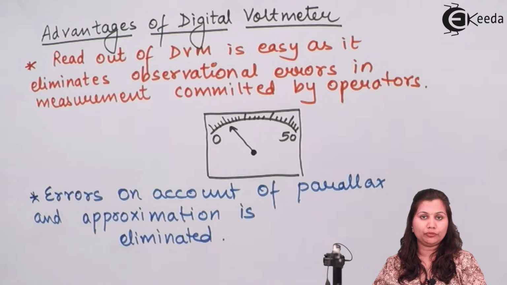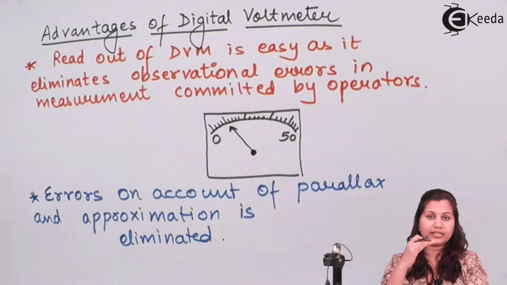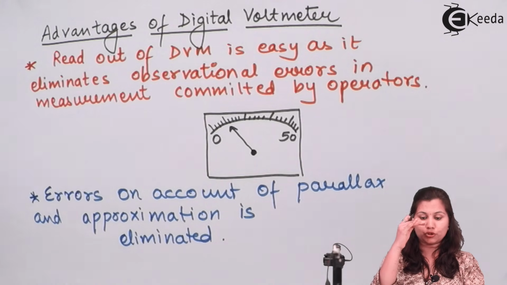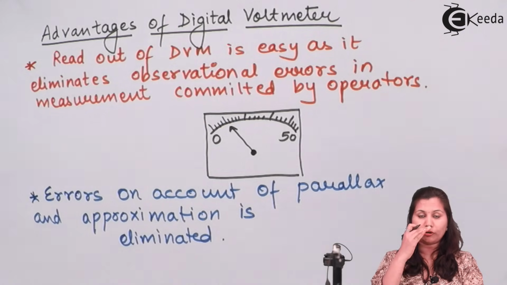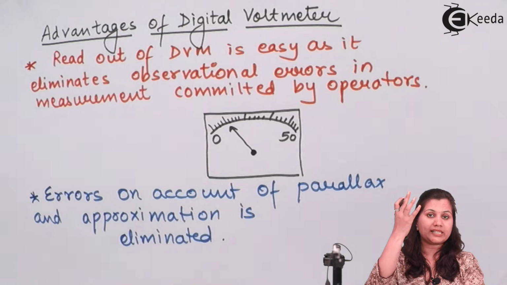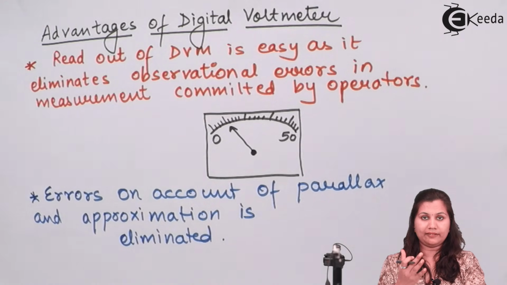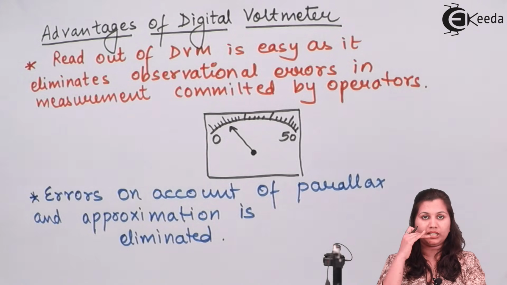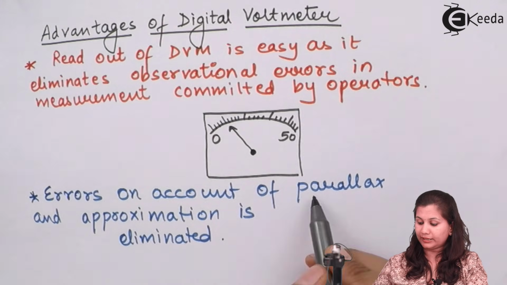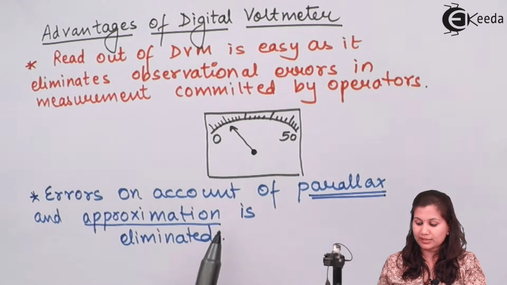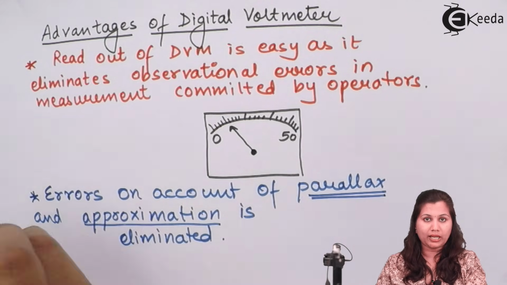Parallax means that if the viewer is taking the readings from different levels, like if the instrument is kept at a lower point than the eye level of the observer, the error will occur. If the instrument is kept at a higher level than the eye level of the observer, then also error will occur. It is going to take a different reading. That type of error is called the parallax error. Approximation means that an accurate value cannot be read.